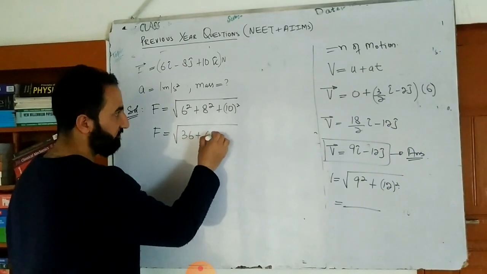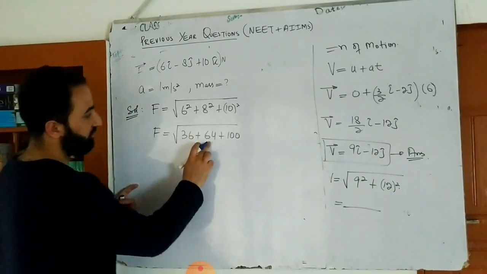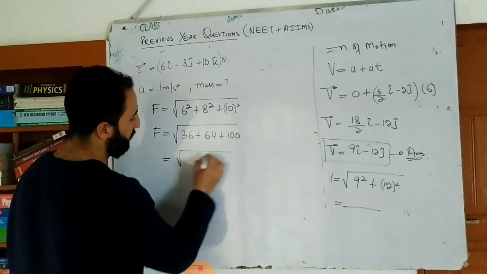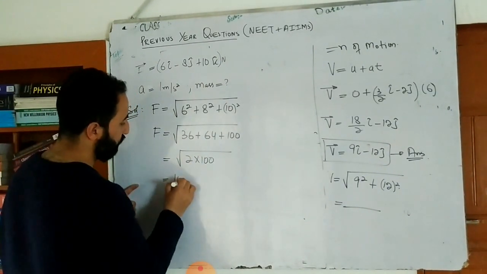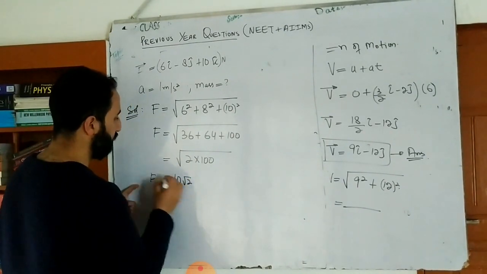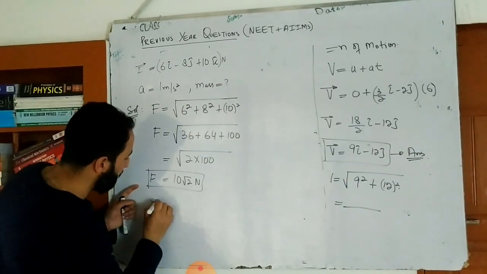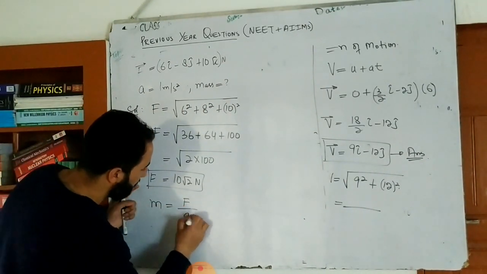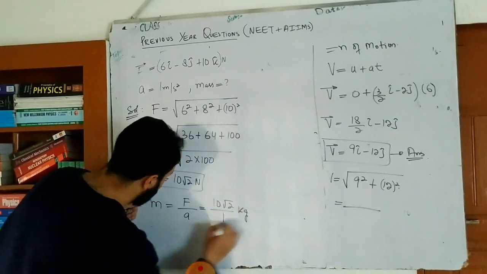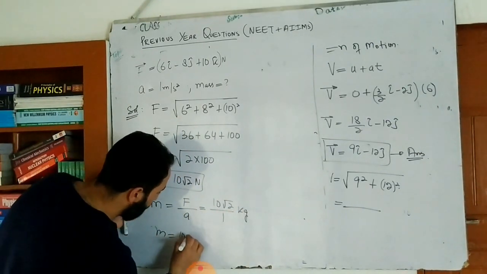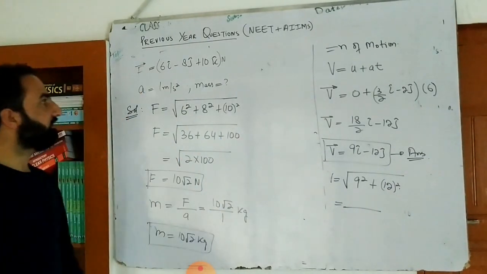So F will be equal to 6 square, 36, 8 square, 64, plus 10 square, that is equal to 100. Now 36 plus 64 is 100, so that will be equal to 2 multiplied by 100. Root of 100 is 10, so 10 under root 2 Newton is the force. Then you want to calculate mass. Mass will be equal to force divided by acceleration. So force is 10 under root 2, acceleration is 1. So mass is simply equal to 10 under root 2 kg. So this is the answer.